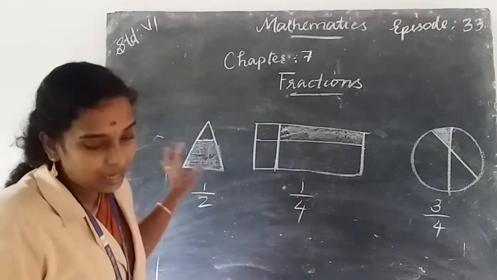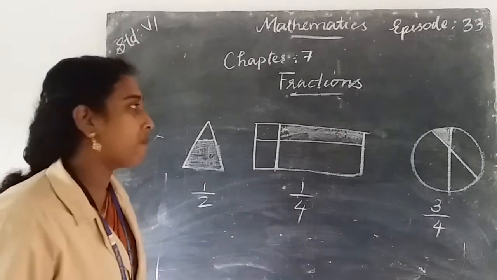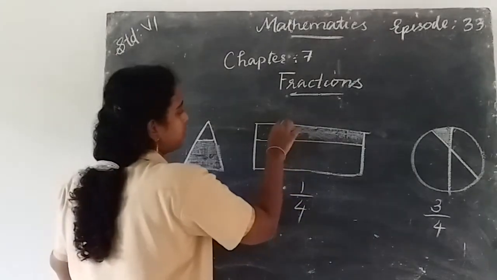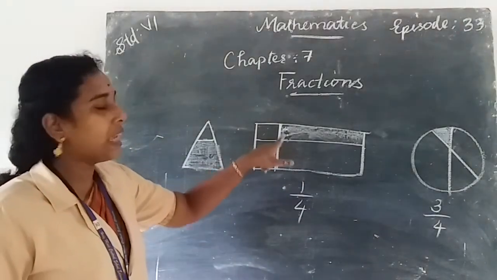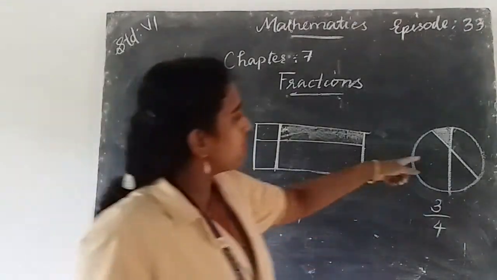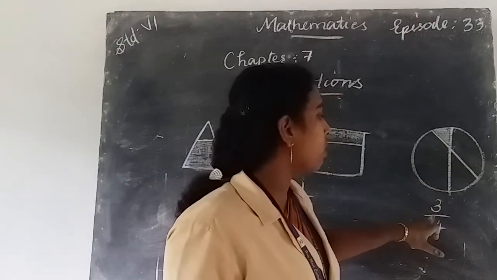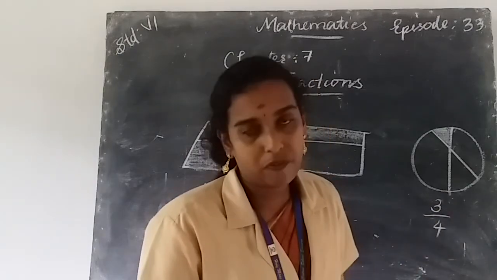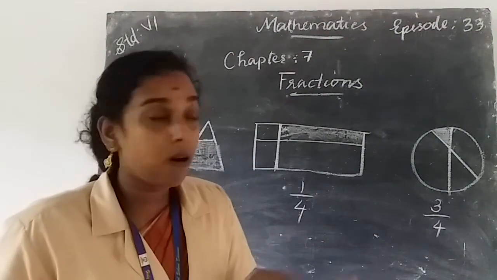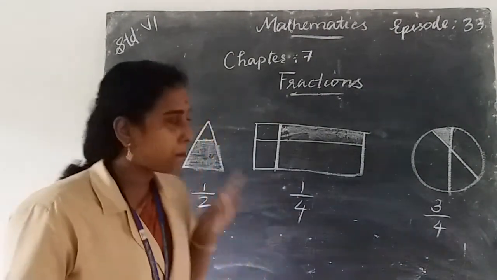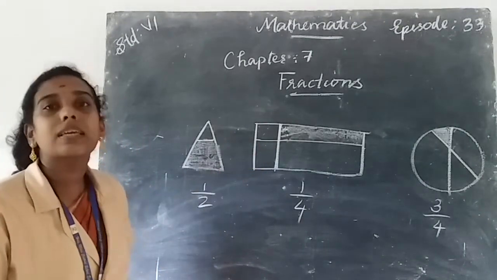So we can see that the shaded portions do not represent the given fraction. Here the shaded portion does not represent the fraction 1 by 4 because it's not equally divided. Here also we can see that the whole is not equally divided, and the shaded portion is not representing the fraction 3 by 4.